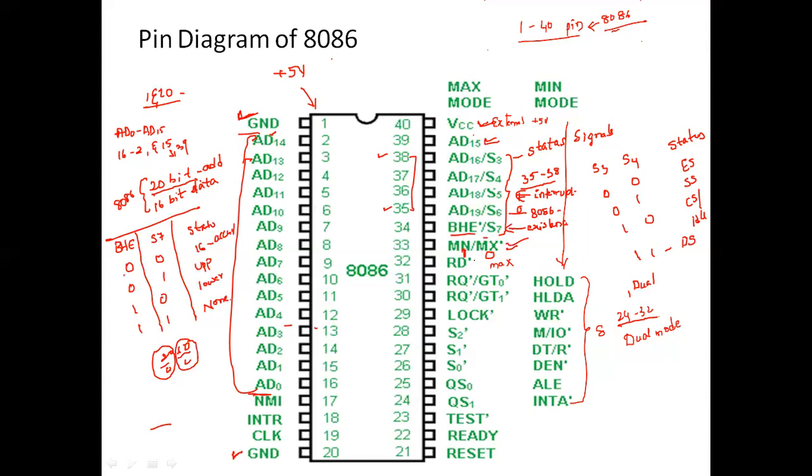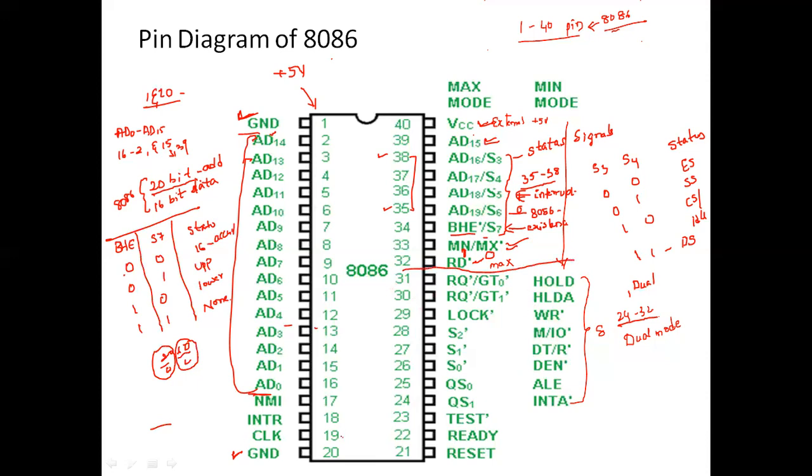Read, RD is read. An active low signal at this pin shows that the microprocessor is performing the read operation. Active low signal shows that it is performing the read operation either with memory or the IO devices. We'll discuss this later.